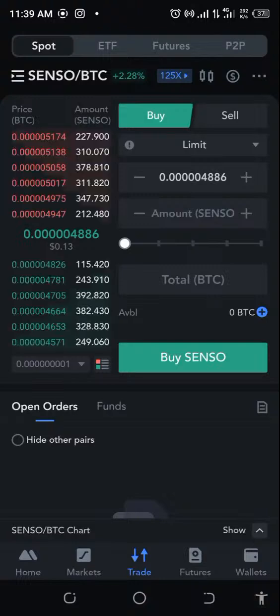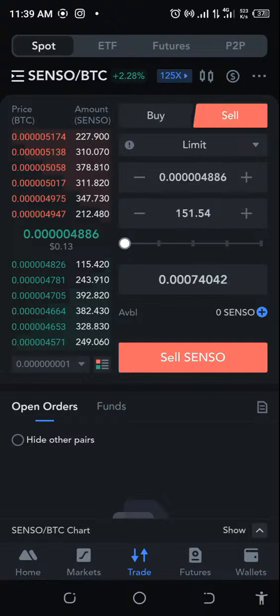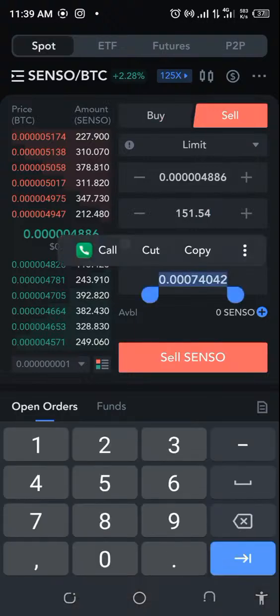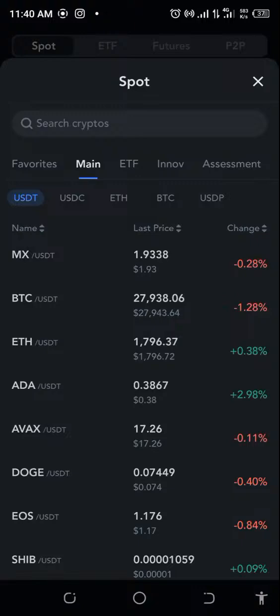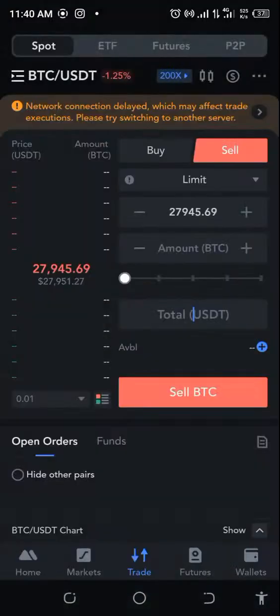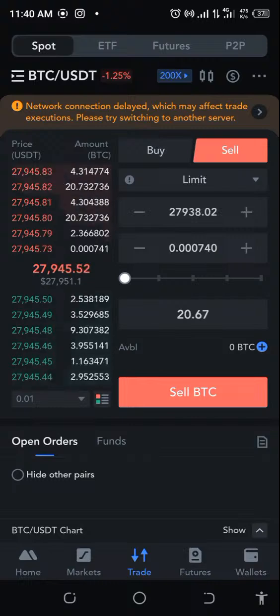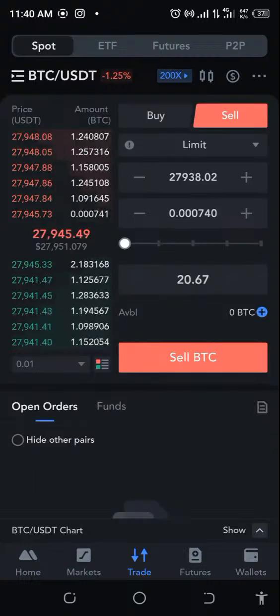So let's quickly change that and see what we get. Okay, so we put that in there, and then we copy that out, and then quickly go over to BTC. All right, and then check what we have. So we're selling to BTC, and then we'll see. Oh, we get 20.67. Looks good, from 20.32 to 20.67.